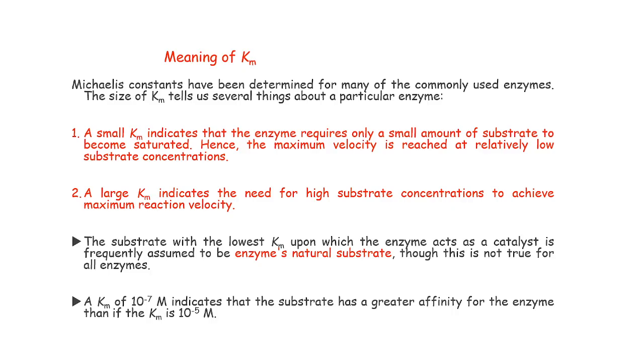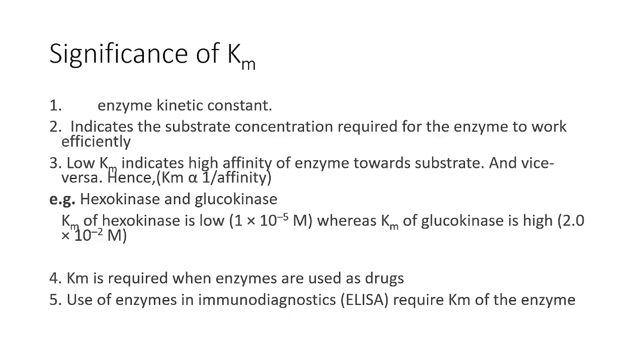The substrate with the lowest Km upon which the enzyme acts as a catalyst is frequently assumed to be the enzyme's natural substrate, though this is not true for all enzymes. A Km of 10 to the power minus 7 molar indicates that the substrate has greater affinity for the enzyme than if the Km is 10 to the power minus 5. So upon the specificity, the catalytic efficiency of the enzymes can be commented on from this Km value. That is why Km is very, very important.